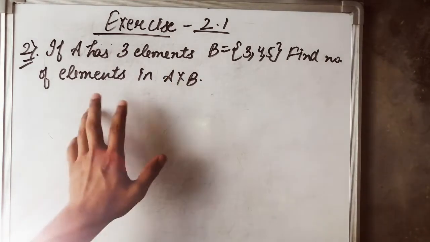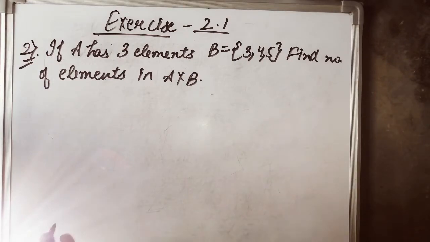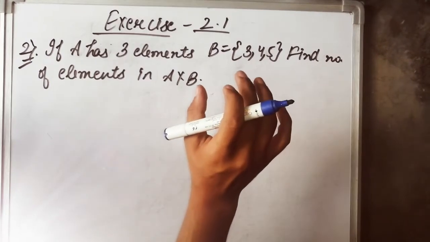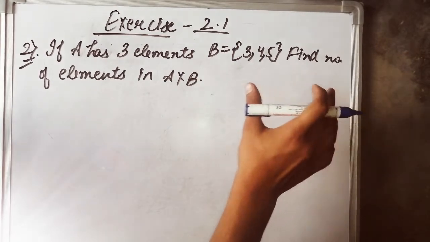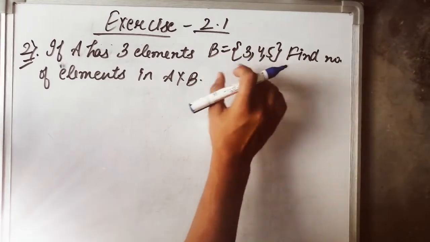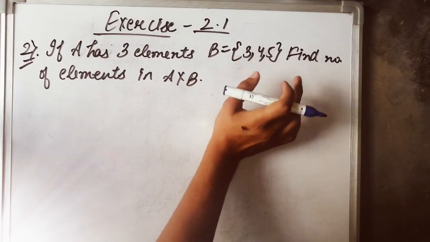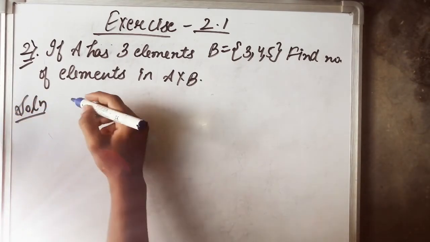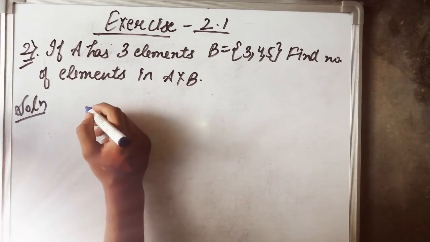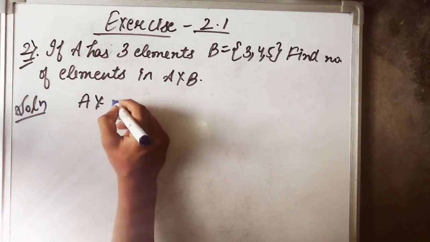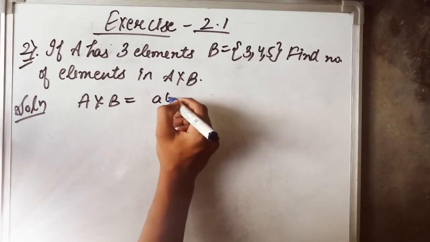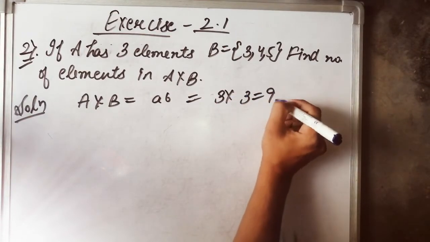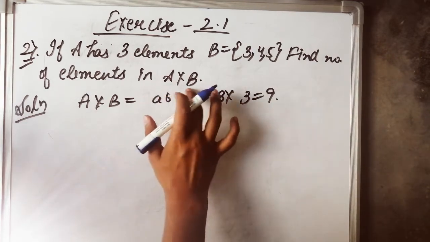A cross B is the Cartesian product. Okay, let's read the statement once again. If A has 3 elements and set B is equal to 3, 4, 5, find the number of elements. Indirectly it is given that set B also has 3 elements, and using the formula we have n(A cross B) equals n(A) times n(B). We have 3 cross 3 is equal to 9. The total number of elements present in A cross B is 9.